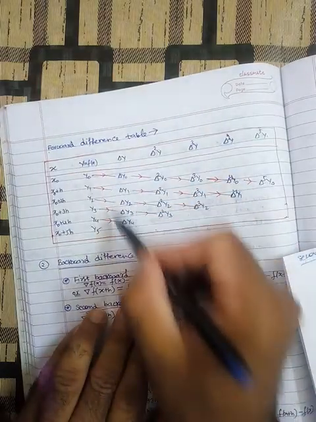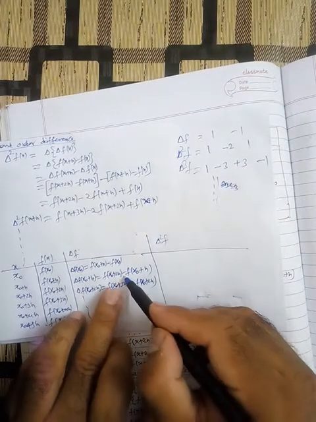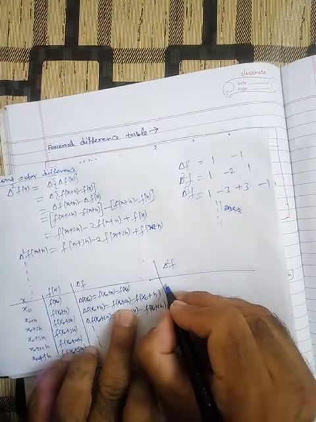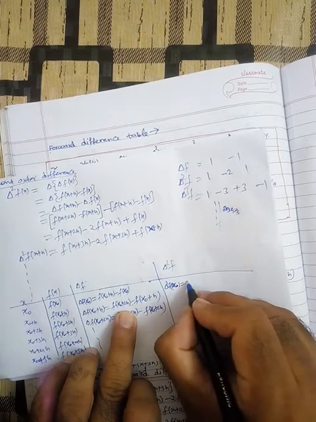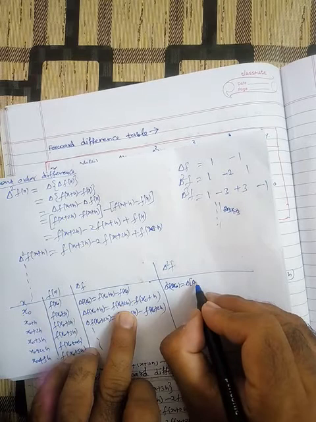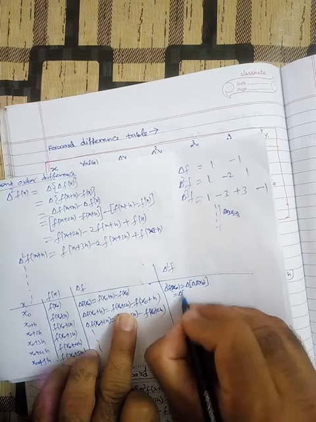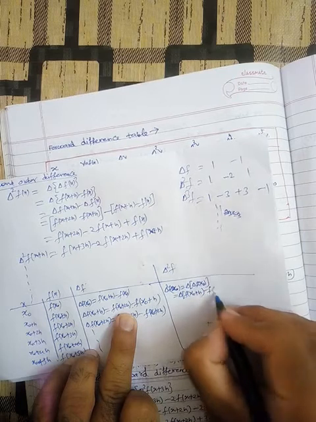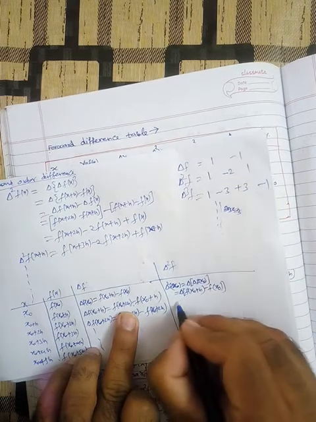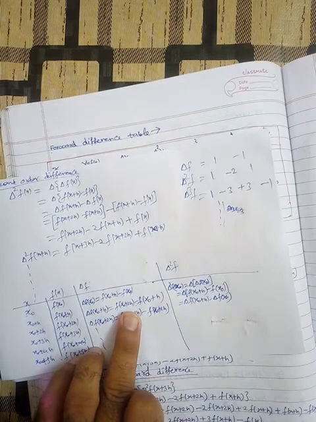This is written here in the form of y. Similarly, you can find the second order differences, del 2. Del 2 is nothing but this difference minus this difference. That means del 2 f at x0 is nothing but delta of delta f of x0, which is delta f of x0 plus h minus delta f of x0.